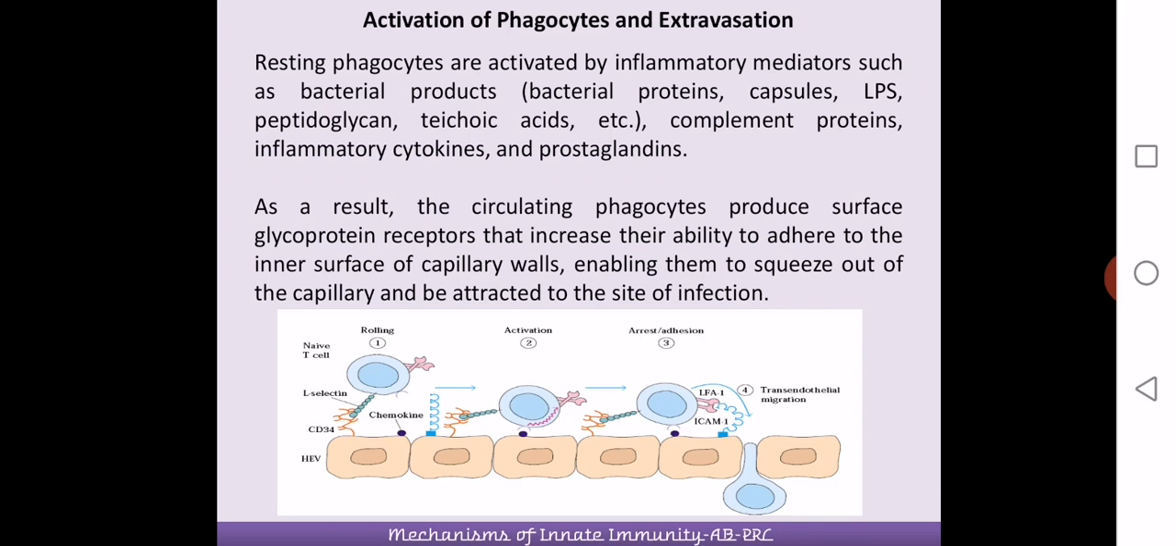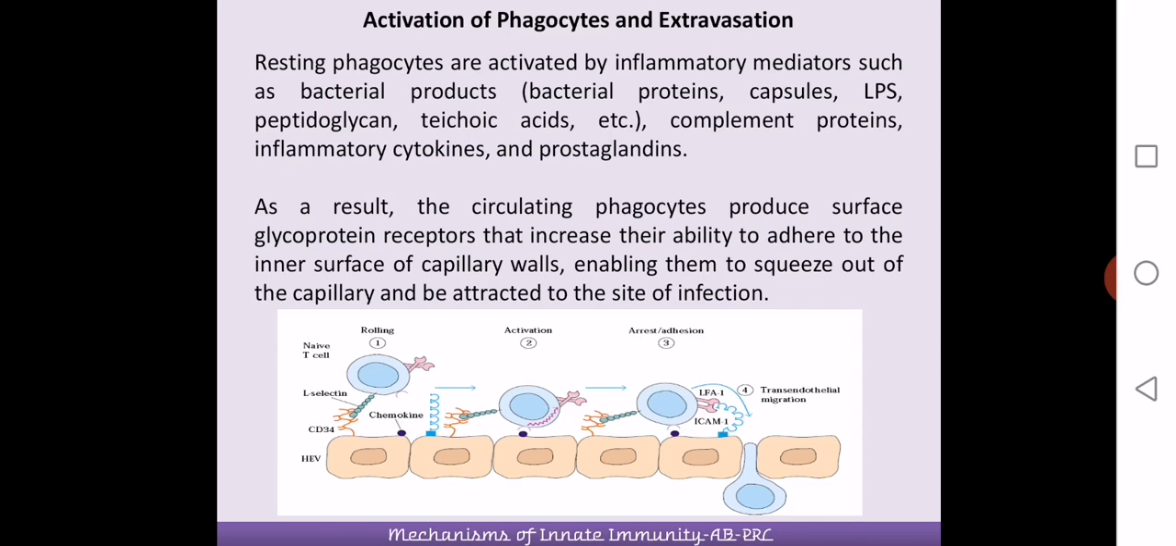That is one possibility. The second possibility is that as a result of a bacterial product, the body secretes or activates certain proteins like complement protein or certain cytokines and prostaglandins, and these chemicals can also activate these phagocytic cells. All right.